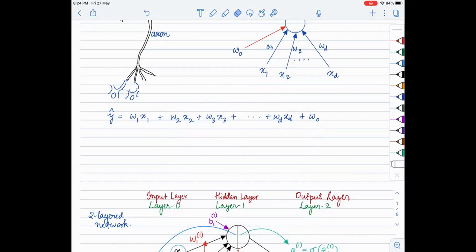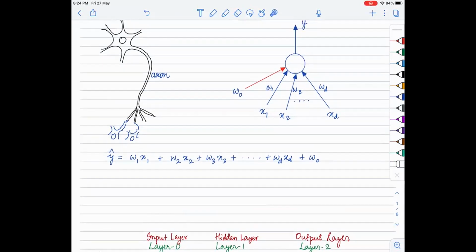So let me erase all of this, and this is the final computation. Any questions until this part, or do you want me to repeat any part?